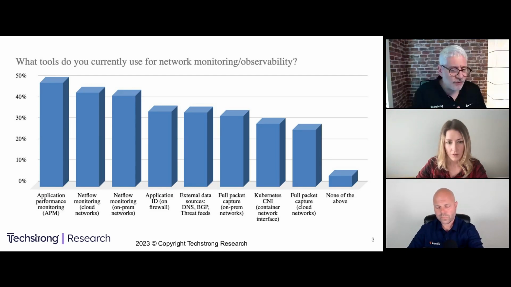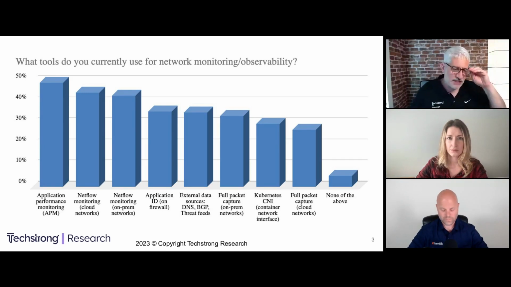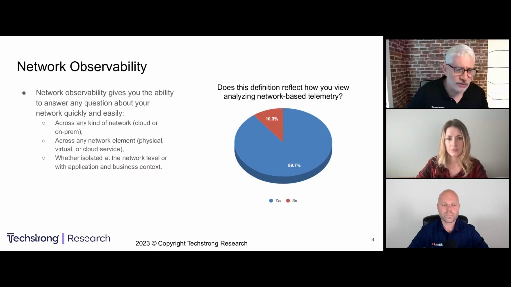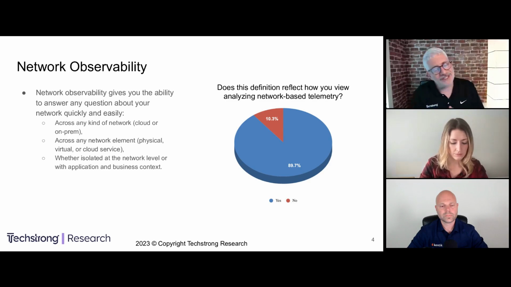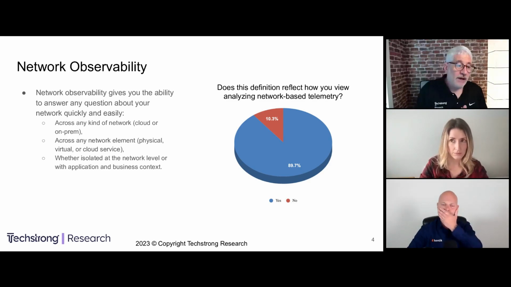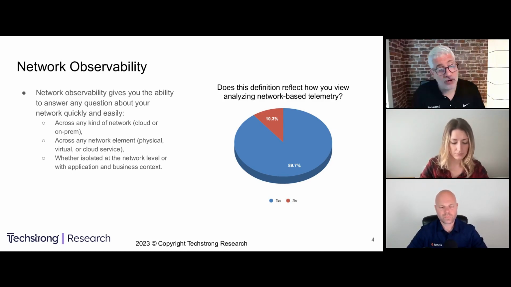So we've danced around the term, right? Because obviously everybody gets a sense of what application-oriented observability is. But let's dig in a little bit into what we'll term network observability. So let me just read this. This is a bit of a holy grail or aspirational idea here, right? Network observability gives you the ability to answer any question about your network quickly and easily across any kind of network, cloud or on-prem, across any network element, right? Physical, virtual, or cloud service, whether isolated at the network level or with application and business context.